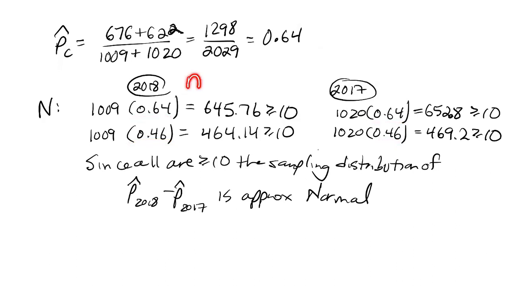Again, this is n times p hat c is greater than or equal to 10. And we're doing that here and here. And this bottom one here is n times 1 minus p hat c. So that's the formula. That's not provided on the formula sheet, but that's how you check that condition. And there's my greater than or equal to 10 for each of these.